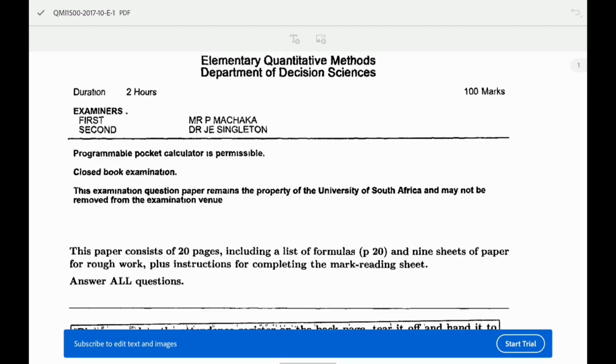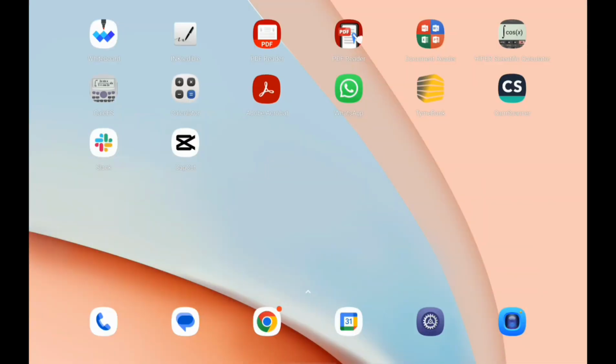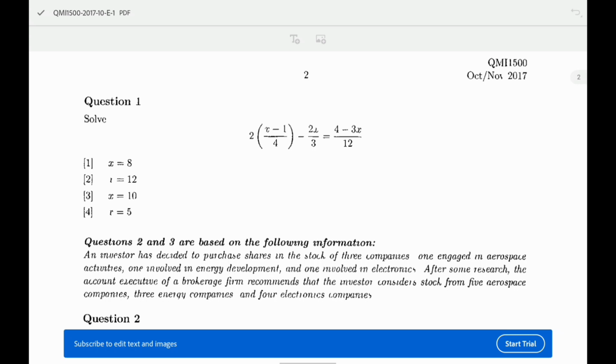So in question number 1, let's just look at it right now. I'm just going to select a few questions. Okay, question number 1 is 2 in brackets x minus 1 over 4, minus 2x divided by 3, equals 4 minus 3x divided by 12. So we are going to solve this on the board.